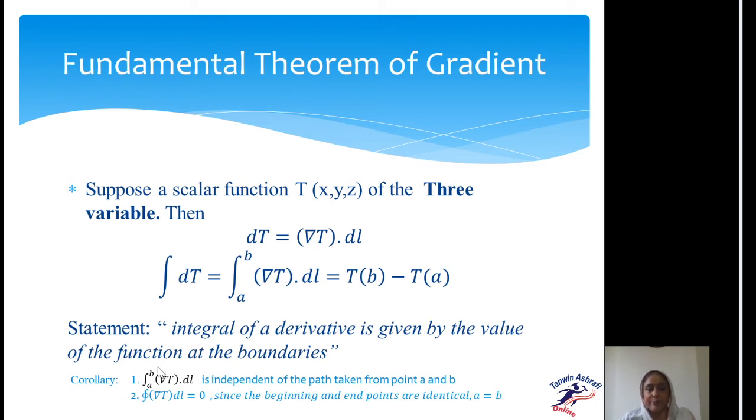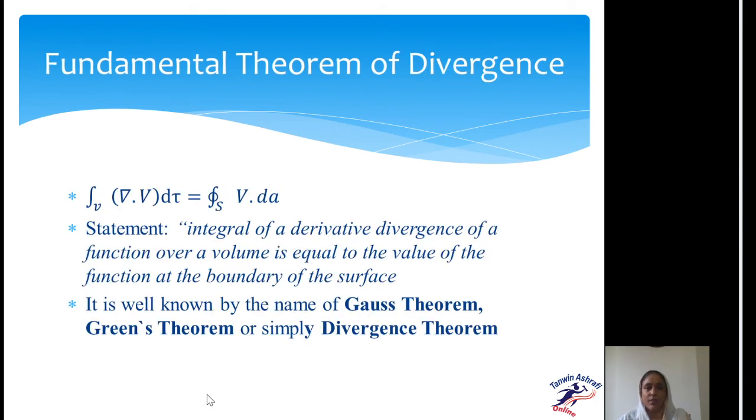Now the corollary. This integration is independent of path. Whichever path you take from a to b, the result does not depend on it. The result will be the final value minus the initial value. Second, if the final and initial values are the same, that is a equal to b, then the gradient integration is equal to 0.